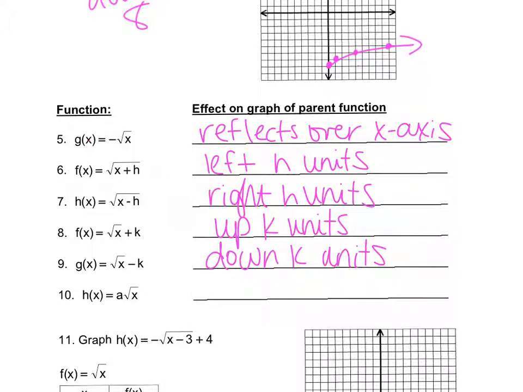Now, we haven't seen one yet today, but we talked about it yesterday, that a is your coefficient in front. Same as yesterday, if a is greater than 1, it's going to be a stretch. And then if a is in between 0 and 1, it's a shrink. So notice all of your transformations stay the same no matter what parent function you're talking about.